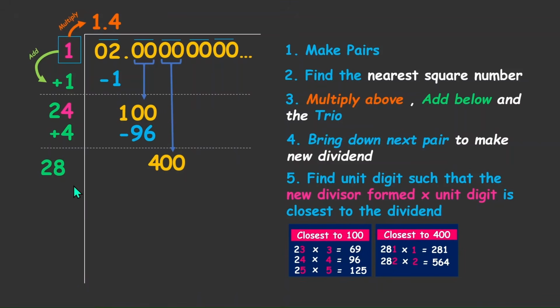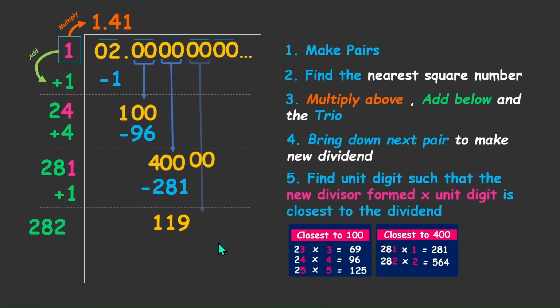So that's 1 plus 1, and 1 here, such that 281 into 1 would give us 281. And if we subtract it, we'll get the first part of a new dividend, which is 119. And to get the first part of a new divisor, we'll have to add it. So we multiply above, add below. So 281 plus 1 would be 282. Again, to make the full dividend, we'll have to bring down the zeros.